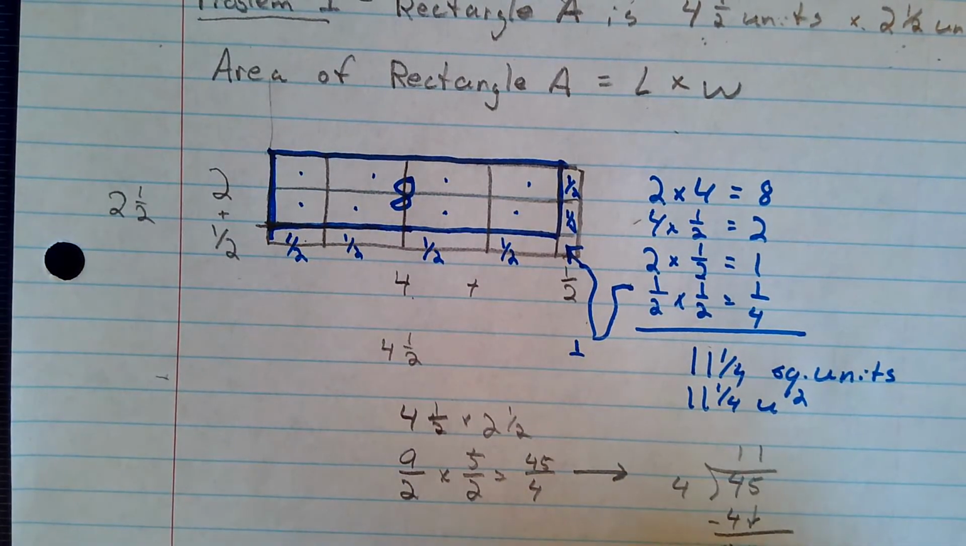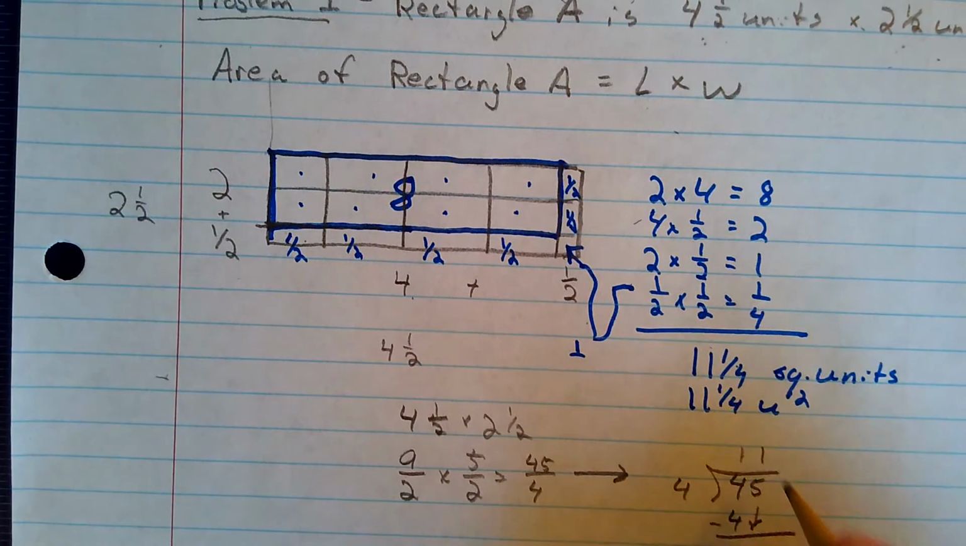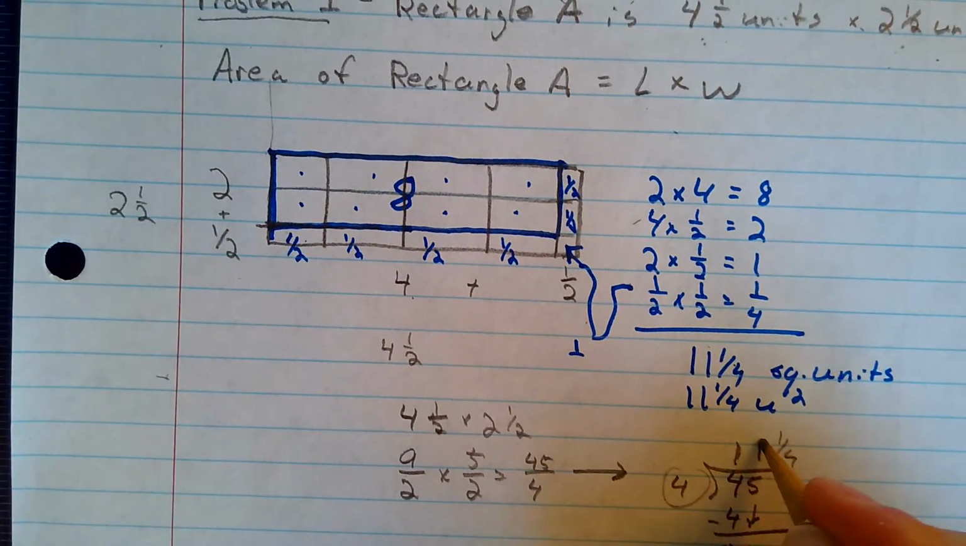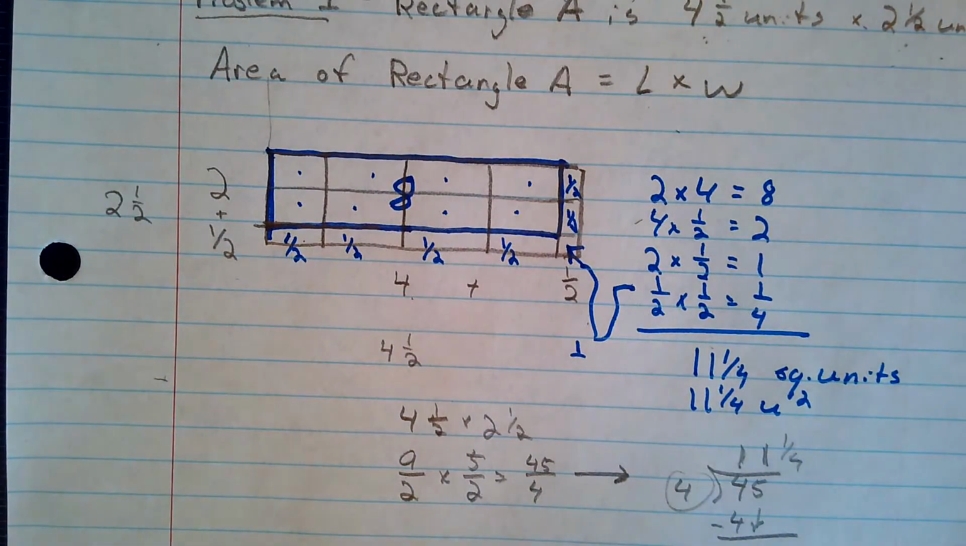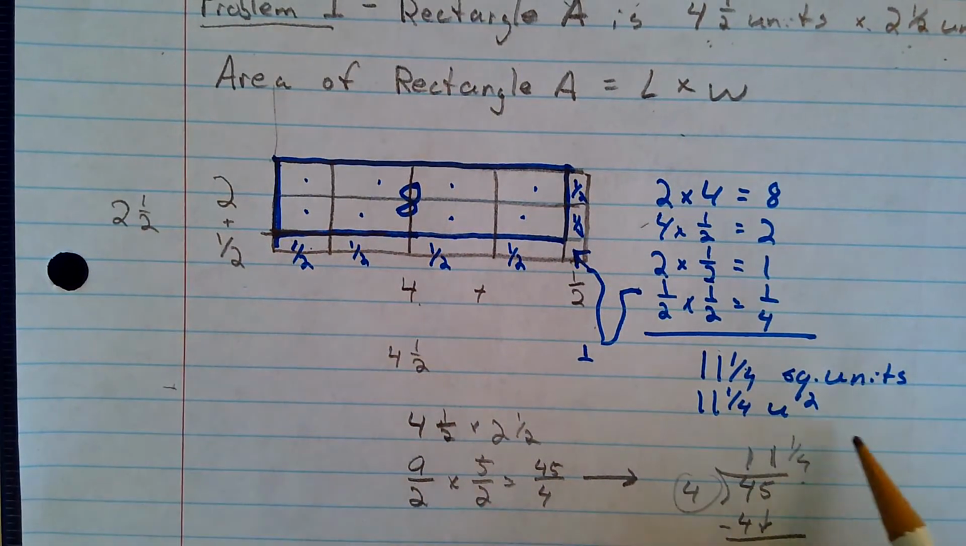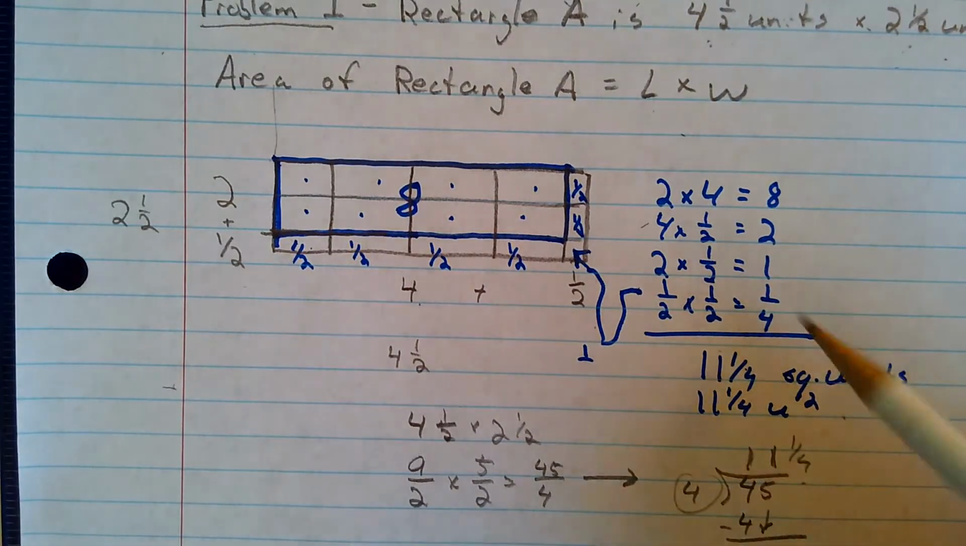That's 4. And that's the numerator, that's the denominator. So 11, of course, so that was right. I just wanted to make sure. Okay, so 11 1/4 square units.